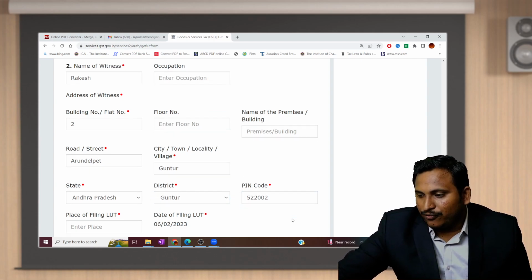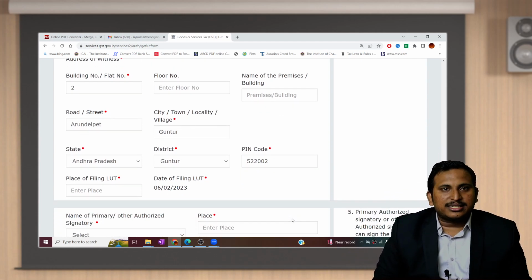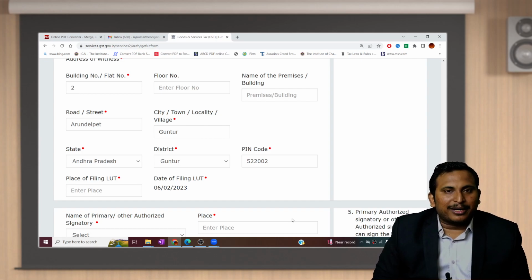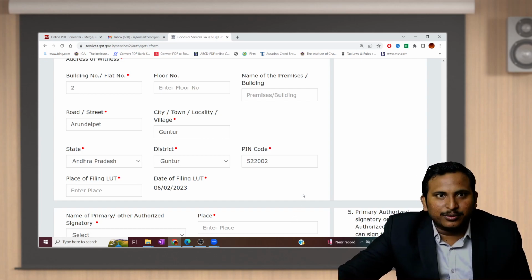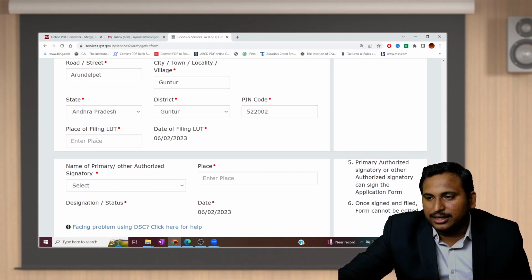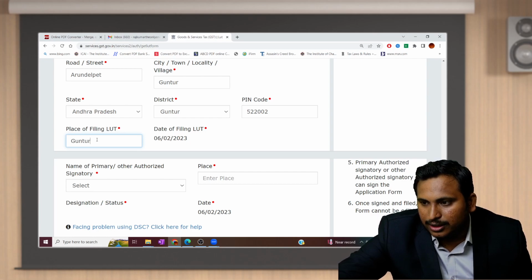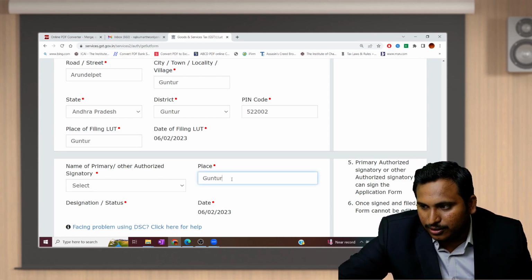Now, date of filing LUT, if you observe, something was given. It is nothing but today's date. When you are filing anything, that particular day's date will be mentioned, which is 6-2-2023. Then place of filing, where you are filing, you have to mention. So I am filing like this. Then place, this one also the same. Just go and fill in your place.